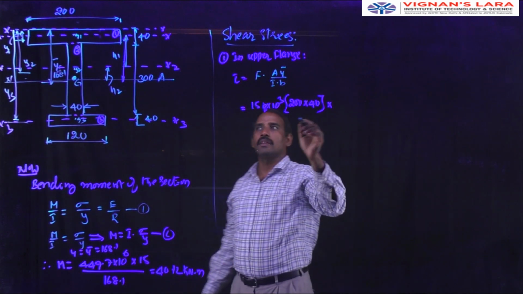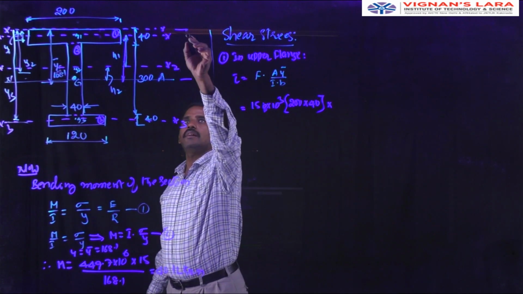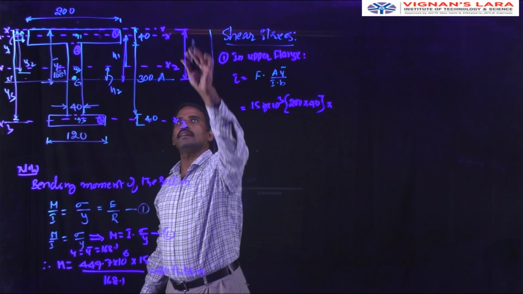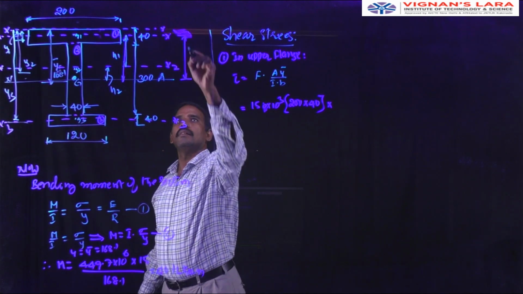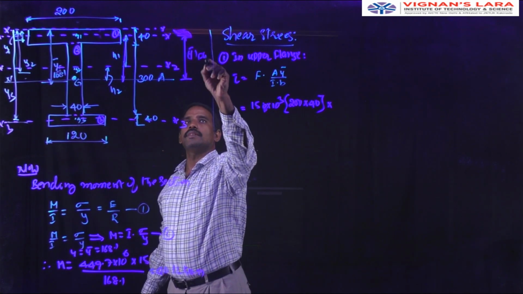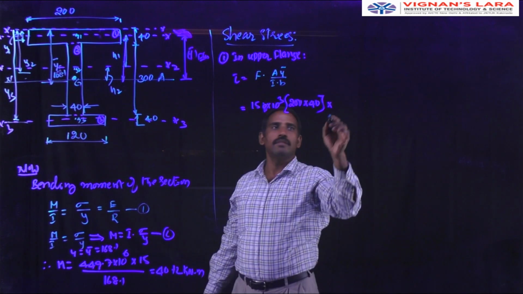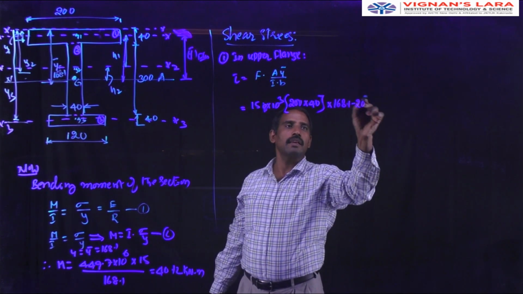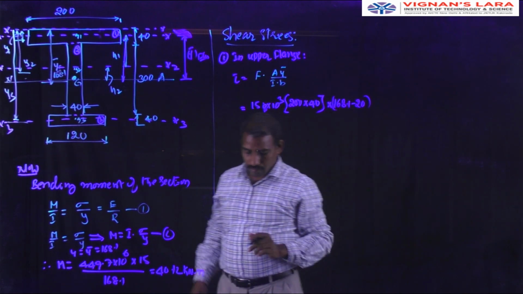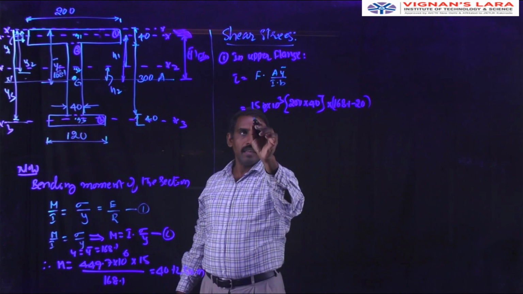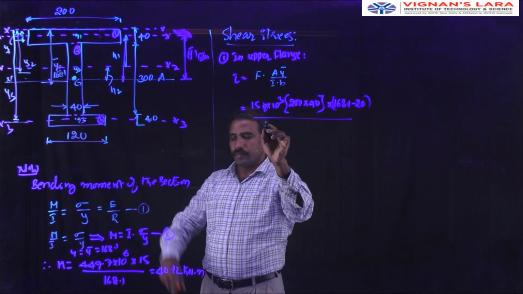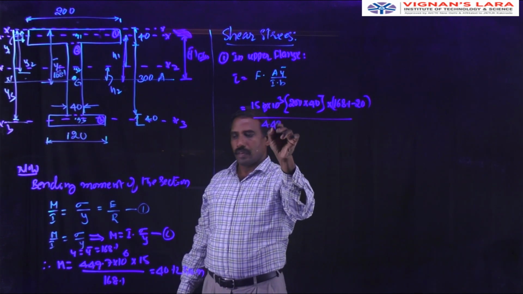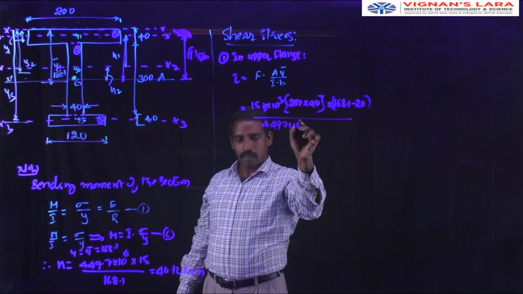That is very important. It means here the y bar should be taken as the y bar for the flange. Keep it in mind, that is equal to 168.1 minus 20. That is the one case. So as usual, I is known, that is 449.7 into 10 to the power of 6.